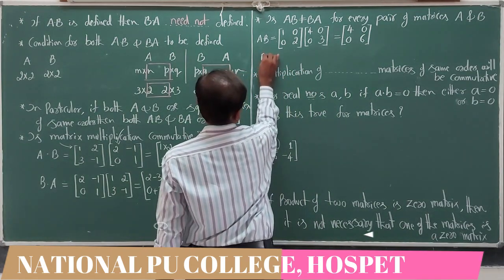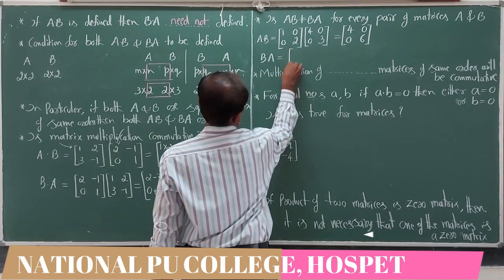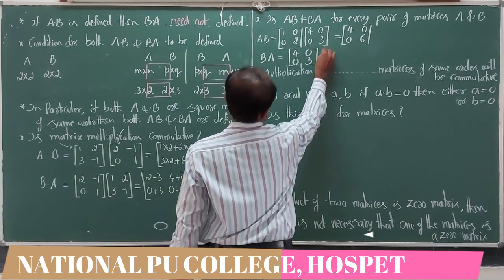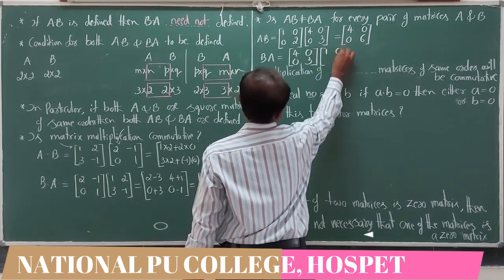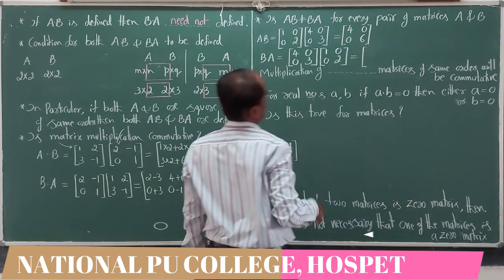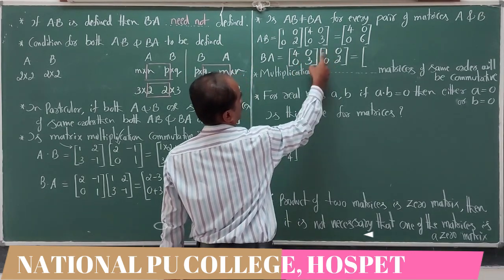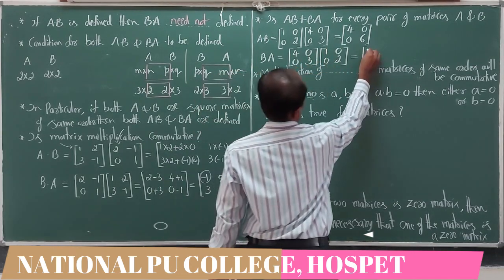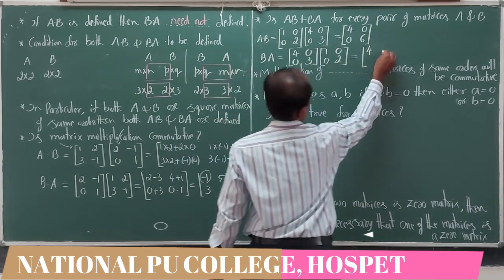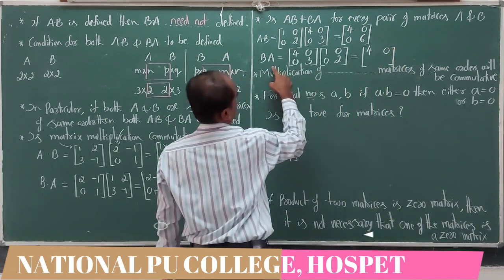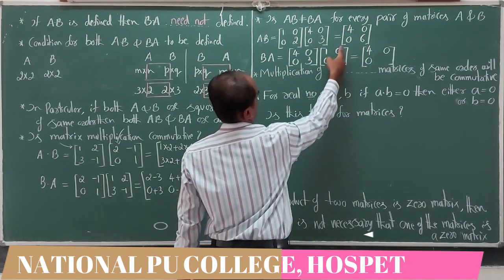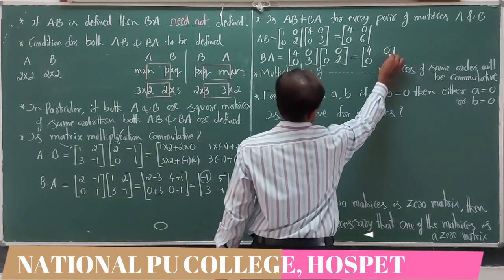Now consider B into A. B matrix [4 0; 0 3], A matrix [1 0; 0 2]. First row, first column 4 into 1 plus 0. First row, second column 4 into 0 plus 0 into 2. Second row, first column 0 into 1 plus 3 into 0. Second row, second column 0 plus 6.